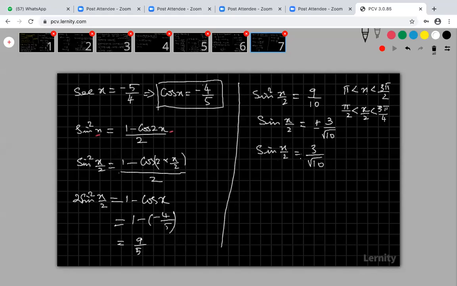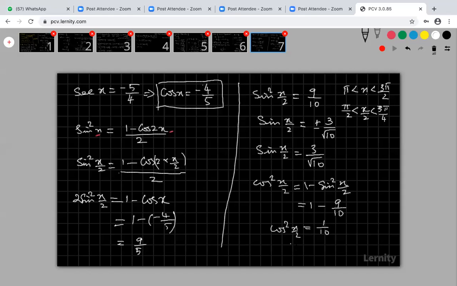Once you get the sin x by 2, we can easily find out my cos x by 2. What is my cos square x by 2? 1 minus sin square x by 2. So therefore this is 1 minus 9 by 10. So what is the answer? 10 minus 1, that is 1 by 10. This is actually cos square x by 2.